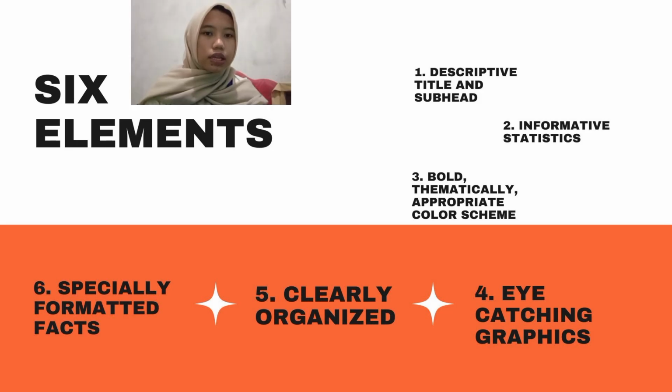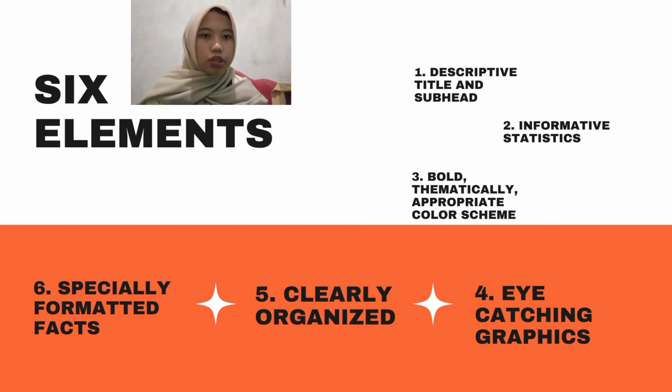The following are six elements to include in an infographic: descriptive titles and subheads, informative statistics. Make sure your statistics are valuable, relevant, and accurate. Using bold text thematically and an appropriate color scheme. Choose a bold color scheme that aligns with the message you are trying to send.